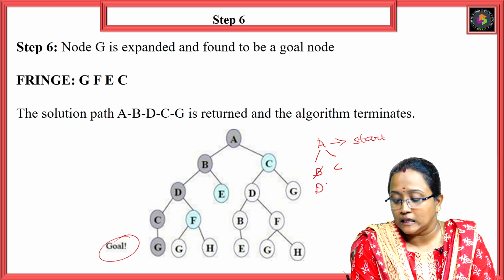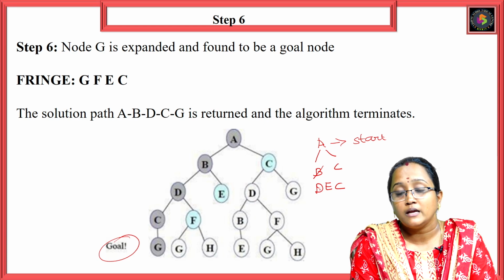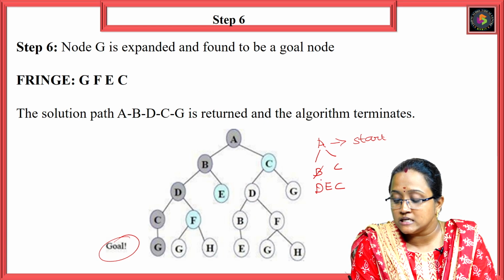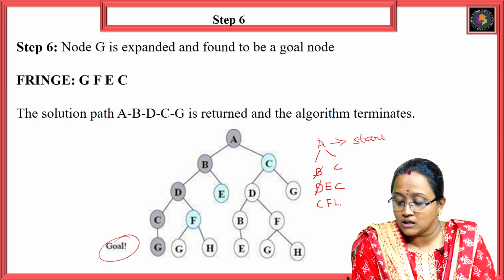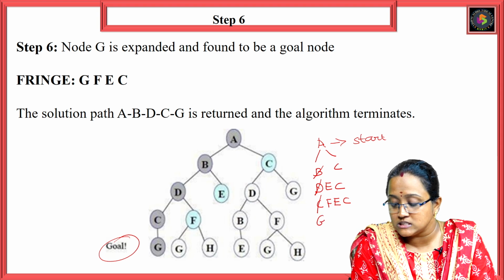So we get D, E. Then C is already there, we have to keep that one. Next the top of the stack is D, then you have to expand D. Then we get C, F, E, C. Next, what is the top of the stack? C. So you have to take C, then put G, F, E, C.